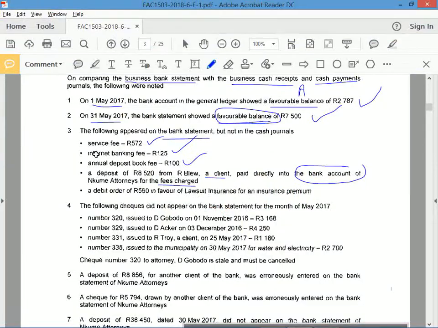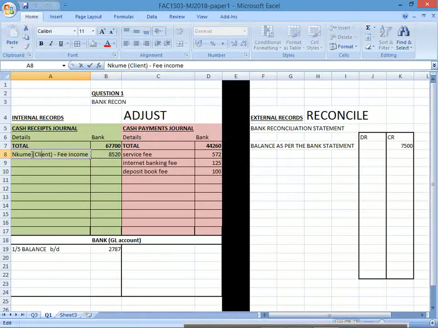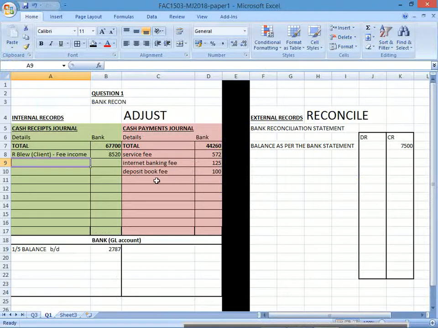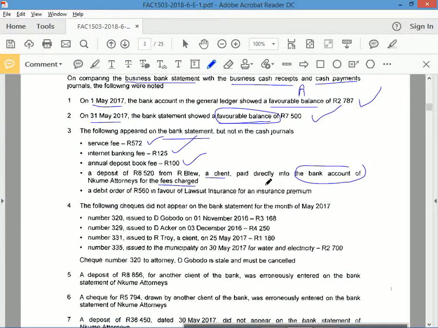Oh, sorry, wrong person. Yes, wrong name. Okay. Tick, move on. A debit order 560 for insurance. Insurance, adjust. You don't have it in your books. 560. Tick, move on.